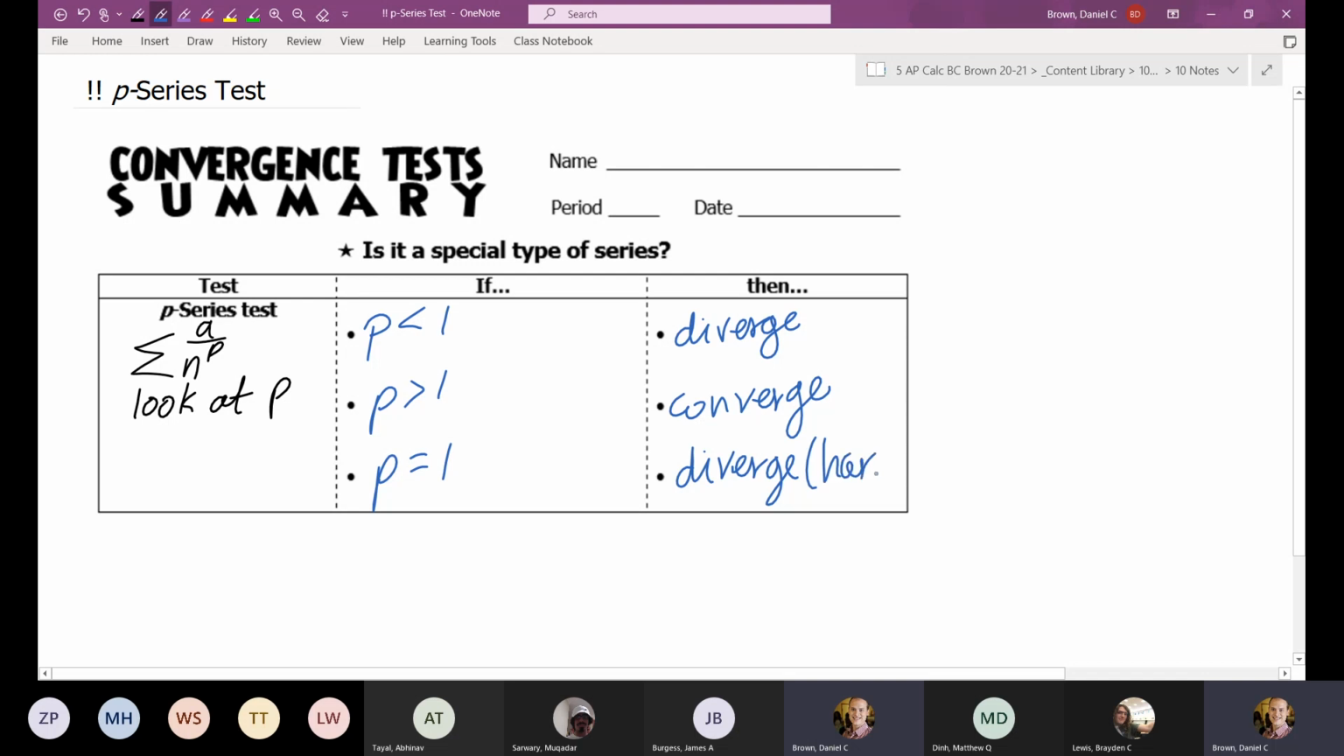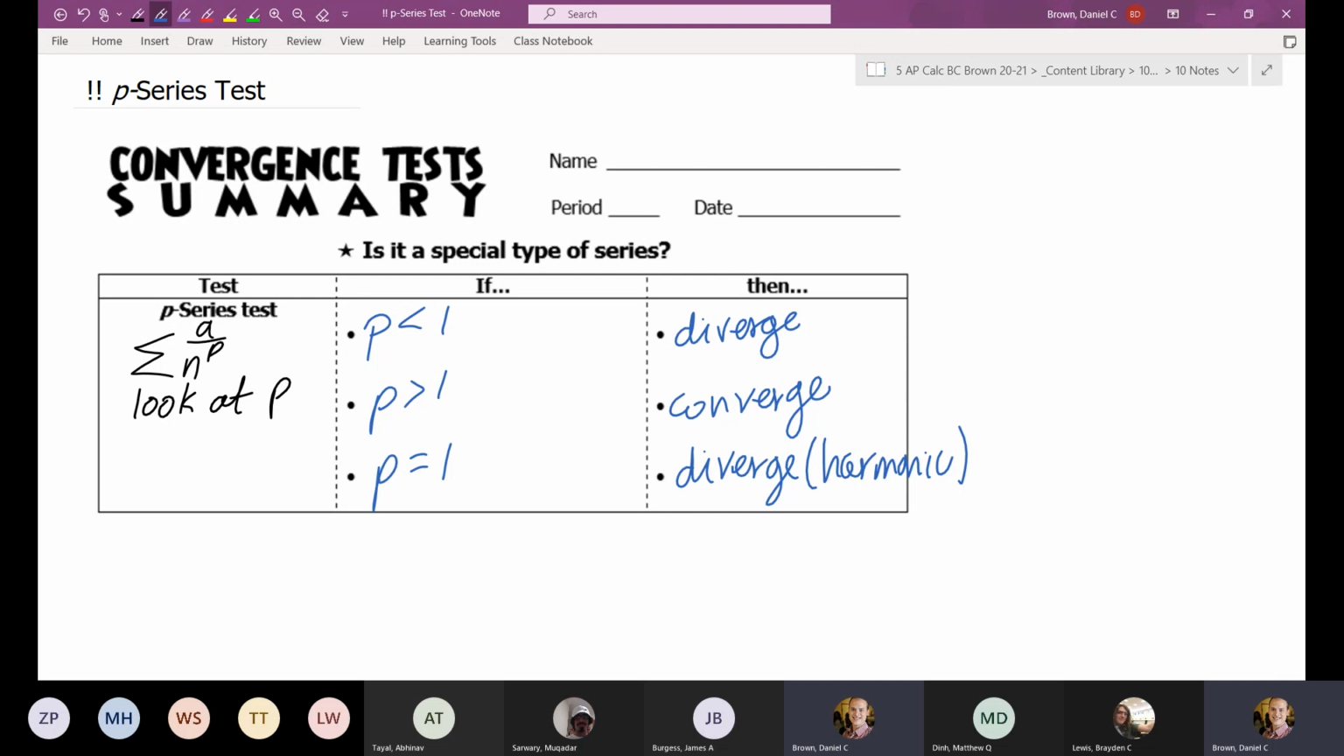It's actually a special type of p-series called the harmonic series, which we'll talk about a little bit later. But it is a very special type of series that has a name. It is actually related to music, which is why it has that name, harmonic series, but it is going to always diverge.